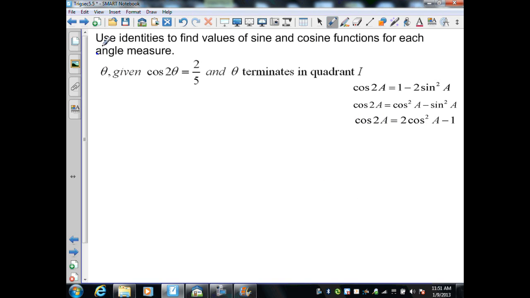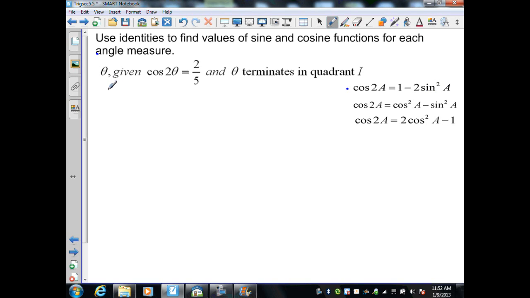I want to use identities to find values of sine and cosine functions for each angle measure. Here I want to find theta, and I'm given cosine 2 theta equals 2/5, and theta terminates in quadrant 1, so I know my values will be positive. I want to find cosine and sine theta. We can find sine theta by using this identity, because I'm given cosine 2 theta, and this is the double angle identity for cosine, but I can come out with just sine if I can simplify.